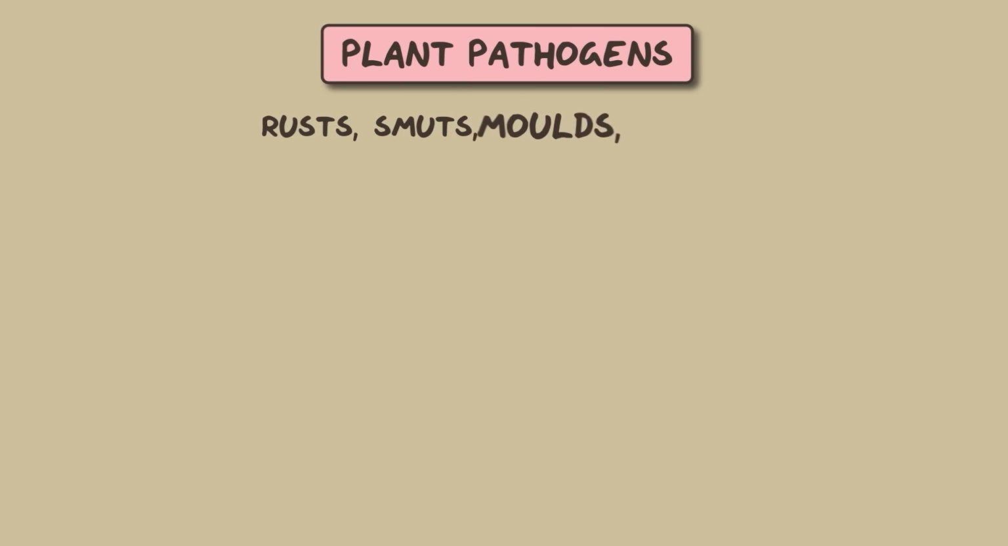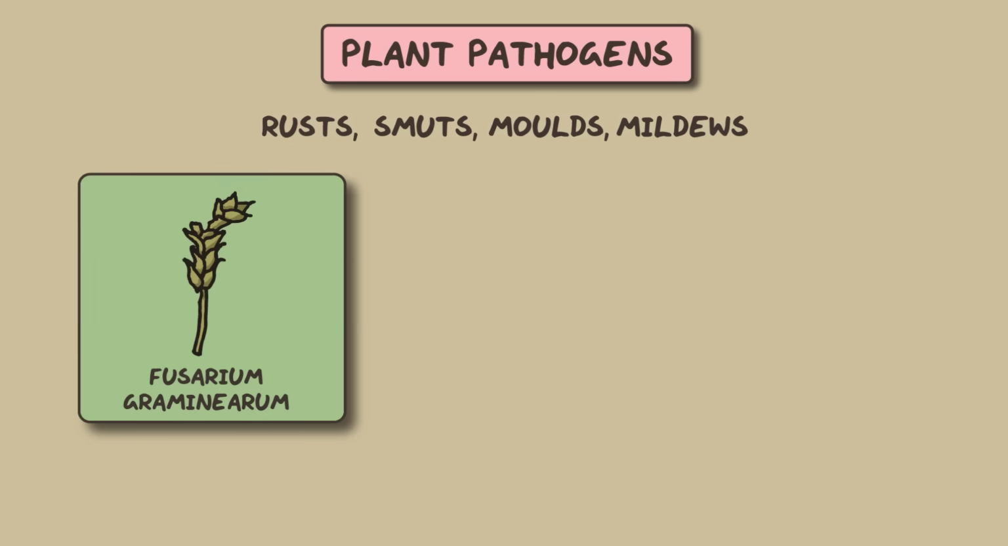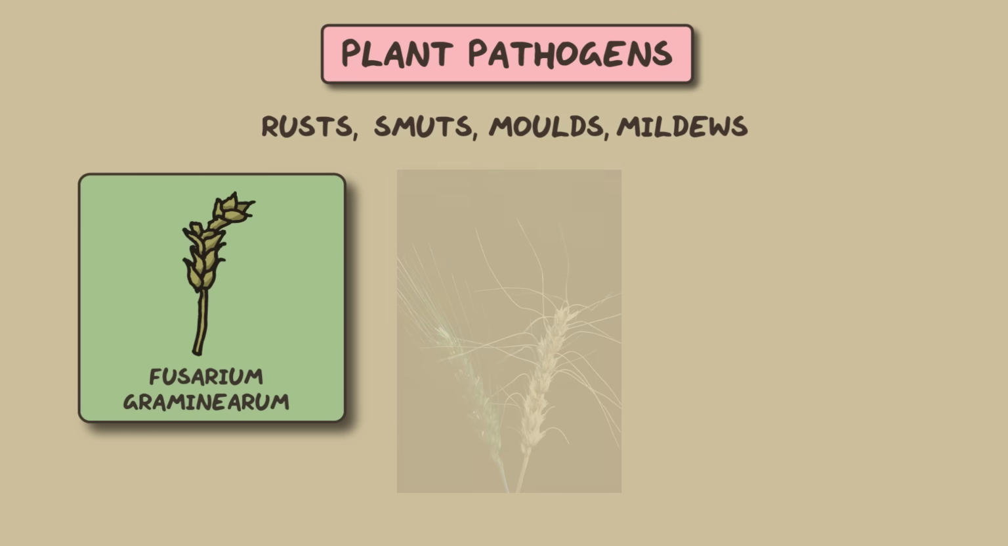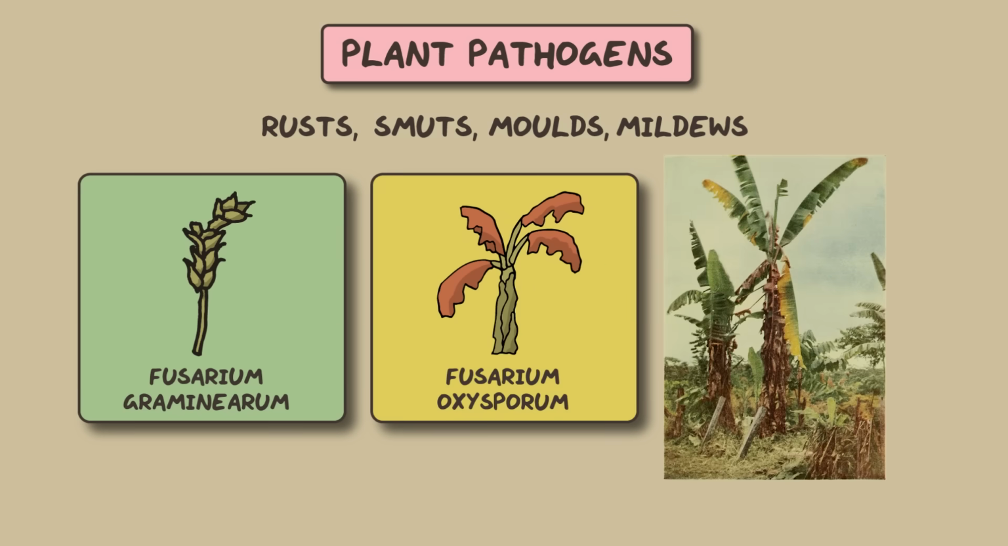Rusts, smuts, molds, and mildews are all common names for fungal plant pathogens, which can cause major losses to crop yields worldwide. Hundreds of billions of dollars worth of wheat and barley are lost each year because of Fusarium graminearum. And in the 1950s, an entire species of banana was wiped out by the related species Fusarium oxysporum, and this is now threatening the modern variety too.